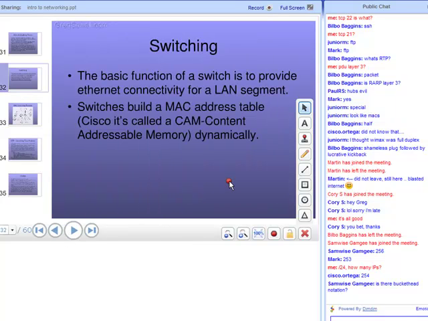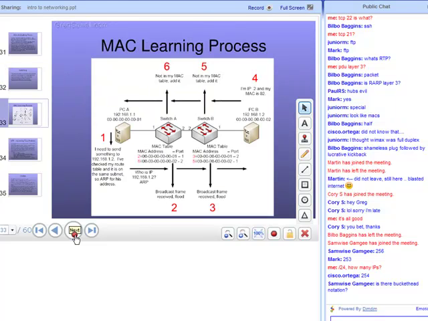Yeah, coming back to switching a little bit, to get a little bit deeper into the way it actually works. The basic function of a switch is to connect your LAN together, right? Keep all the guys on the same L2 segment communicating. Switches build your MAC address table, your CAM table in Cisco, dynamically. Wow, it's fancy. So here's the process. This is a slide I made, and I'm really boring, so I didn't use any interesting shapes or anything.